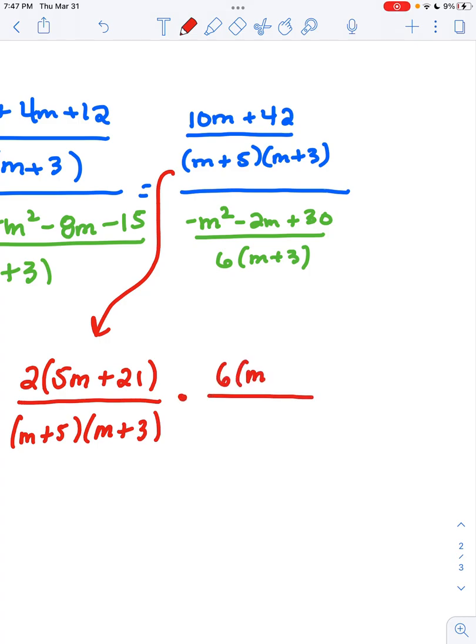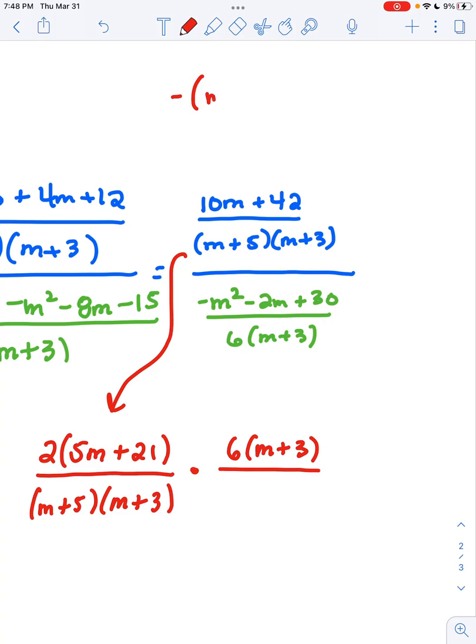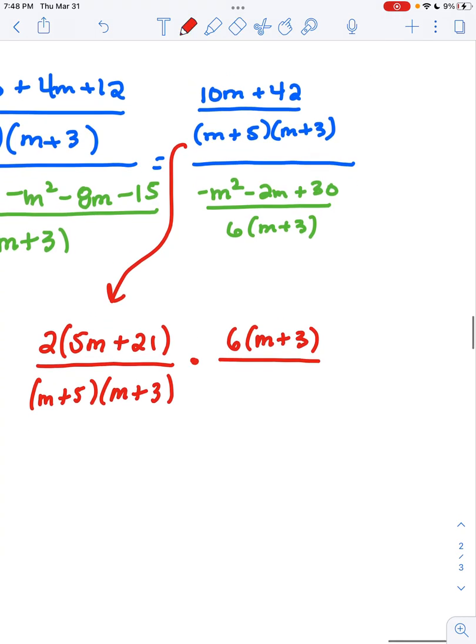So now the 6 times m plus 3 is on the top. And then this is a trinomial. It may factor. So the first thing I'm going to do is pull out that negative and see if I can factor that: m squared plus 2m minus 30. It looks like nothing else will factor into this. Just checking in case: 6 and 5 doesn't work, and 10 and 3 doesn't work. But just in case, making sure that if that did factor, we could actually cross-reduce.